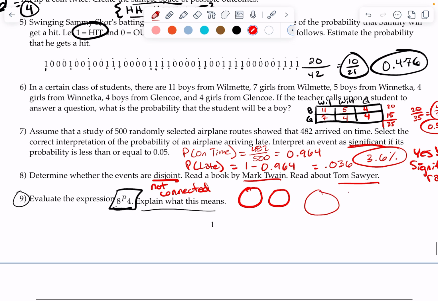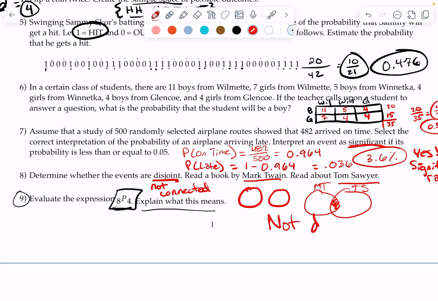Mark Twain wrote Tom Sawyer, and Tom Sawyer is one of the main characters in a lot of his books. So that is this happening, right? Mark Twain, Tom Sawyer. He has several books that are about Tom Sawyer, whatever. So they are not disjoint. Another name for disjoint is exclusive. So that would mean that this is inclusive. Not disjoint or exclusive means that it's inclusive. Either one of those things, okay?